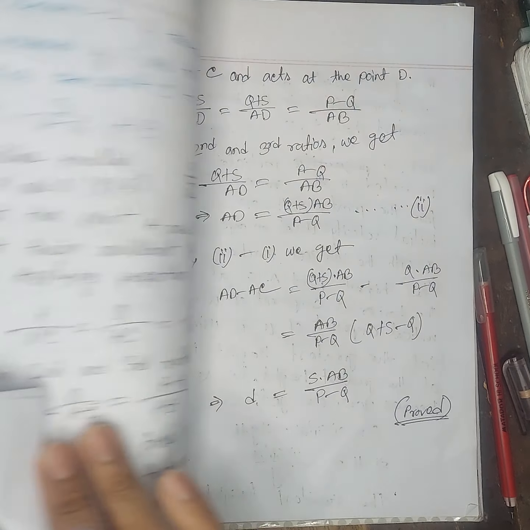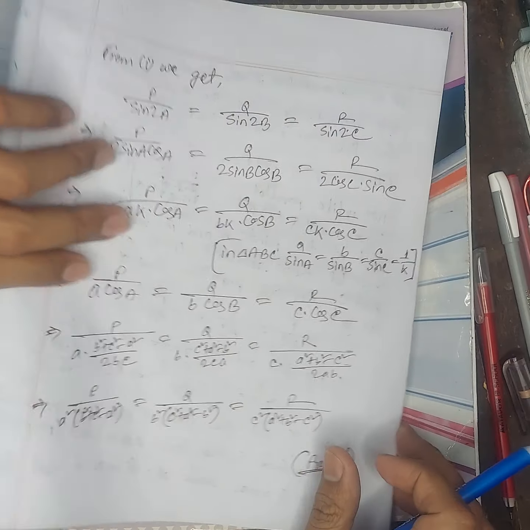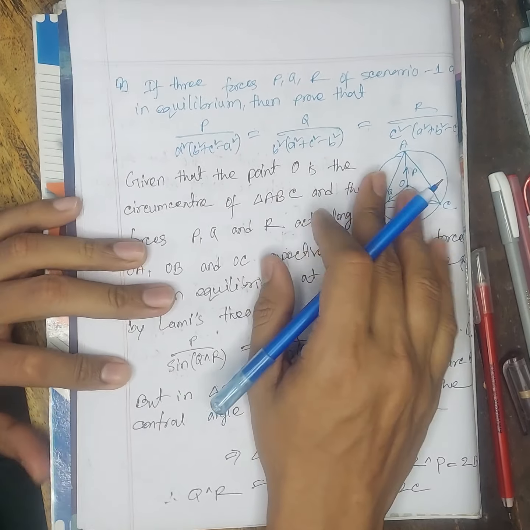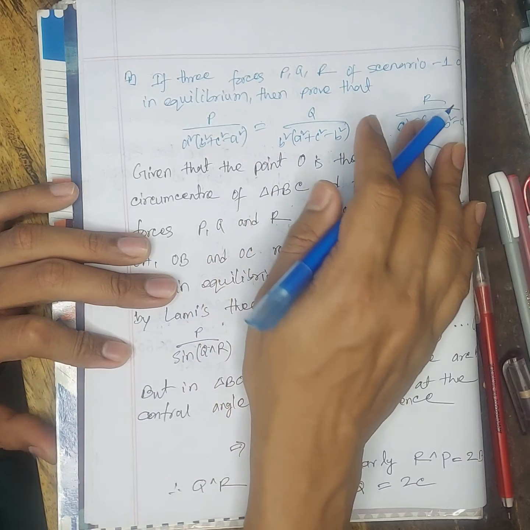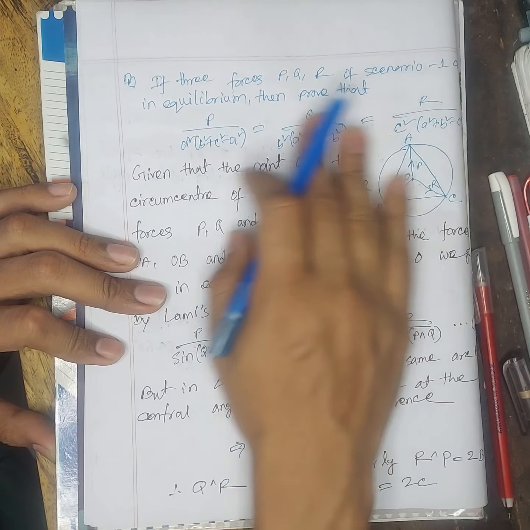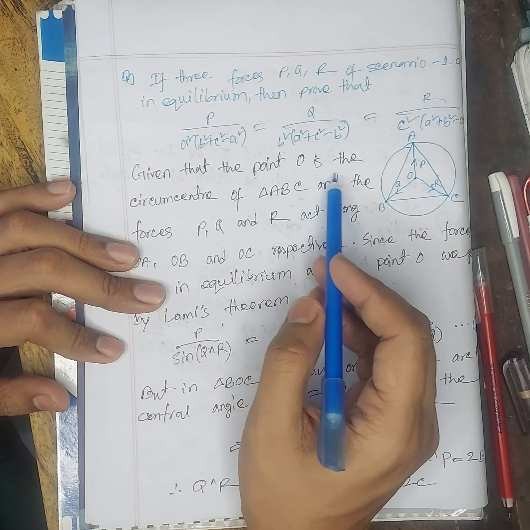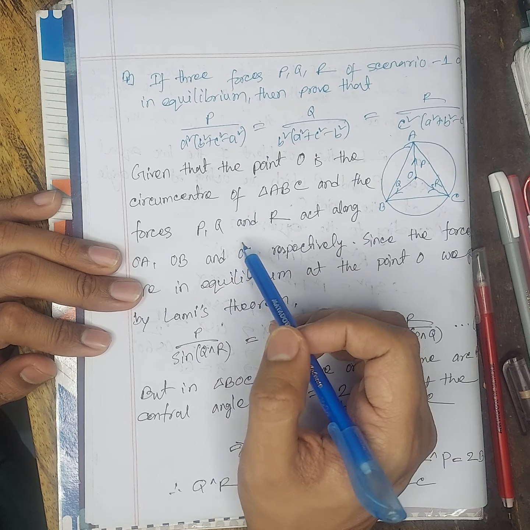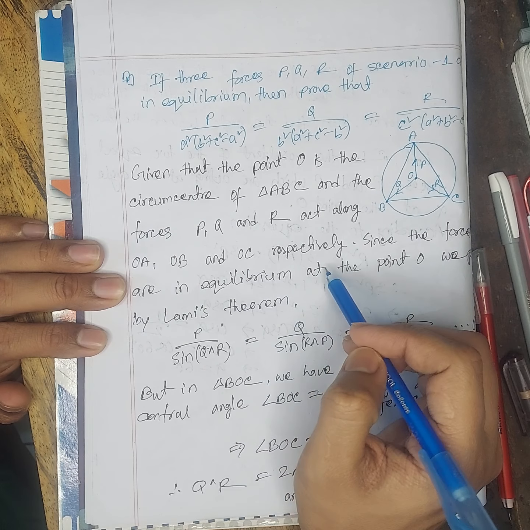Now the second problem. If three forces P, Q, R are in equilibrium, then we have to prove that the relation holds. Here it is given that the point O is the circumcenter of triangle ABC and the forces P, Q and R act along OA, OB and OC respectively.